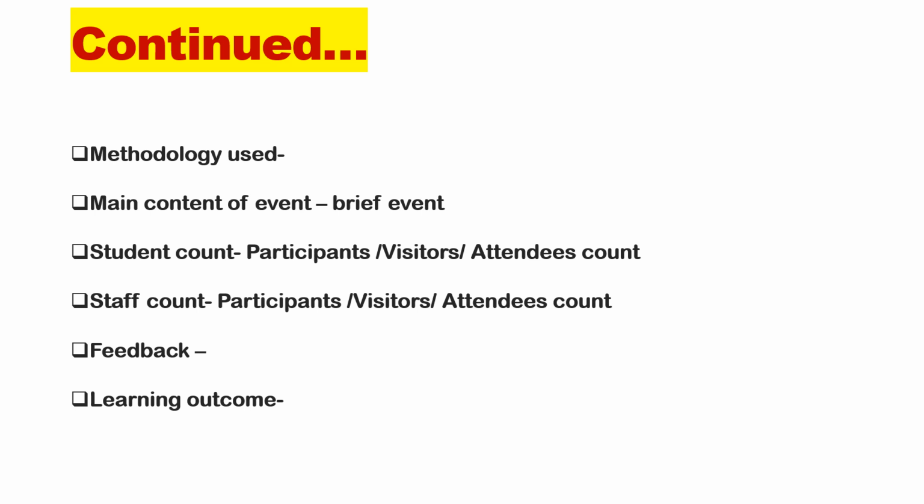We are conducting different types of activities or events in order to have some outcome, and that is called the learning outcome. So what students exactly learn from the activity is very important, and under this learning outcome point you have to mention the outcome of the activity. You have to brief the learning outcome under this point.